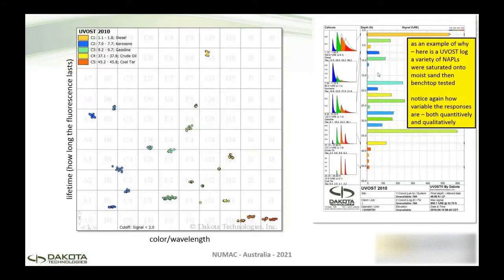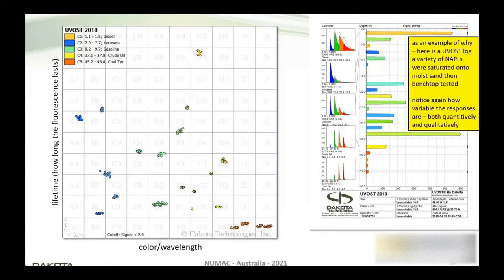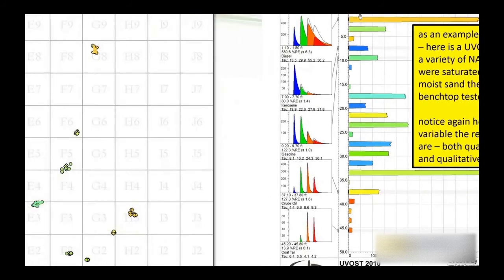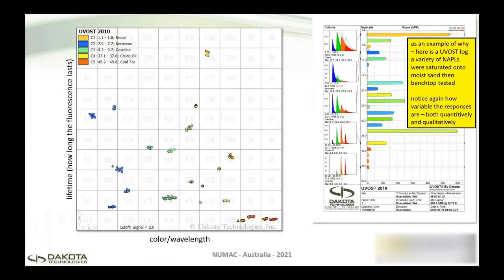Well, here's an example. We took a UVOST and applied a whole bunch of different types of NAPL to a UVOST system, one after the other, and you can see the color, the waveforms, the intensities are jumping all over the place. That's a lot of information to handle. Okay. Well, we want to process all those.